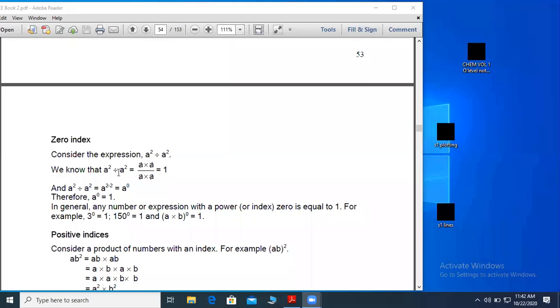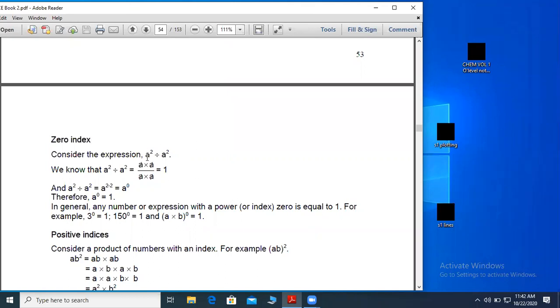And on page 54, we are finding the zero index. So what is a zero index? A zero index we are going to consider. Remember we said index is always the power. So a zero index is that one where the power is zero. Okay.